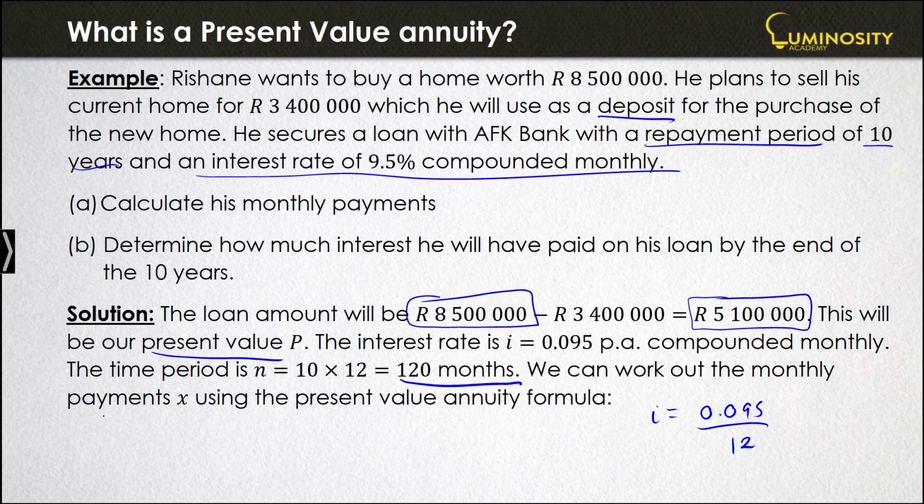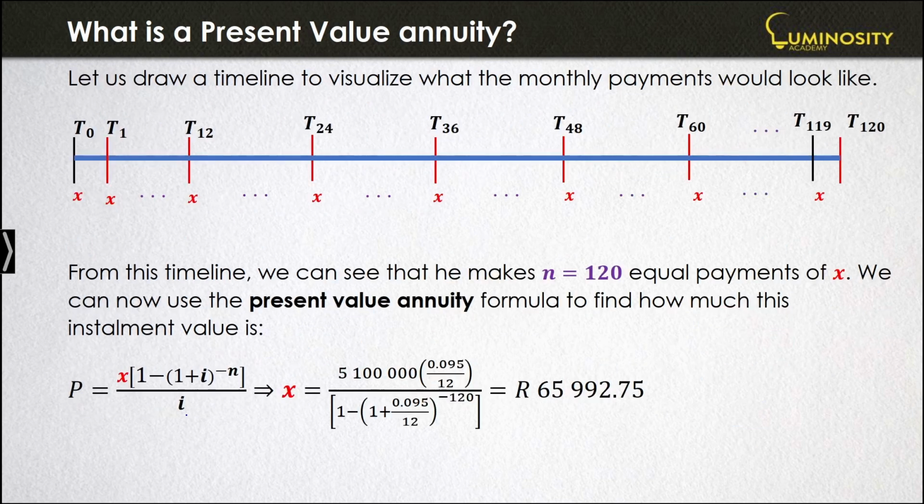Okay, so we can work out the monthly payments X by using the present value annuity formula. Using a timeline, this is what it'll look like. He's essentially making the payments of X regularly 120 times, so it ends here at 119. It starts at T0. If you started at T1 and went to T120 on your timeline, that's still correct as long as you have the right number of X's he is paying, which is 120. I'm just assuming he's paying back at the start of the month.